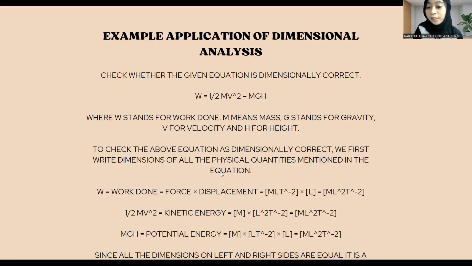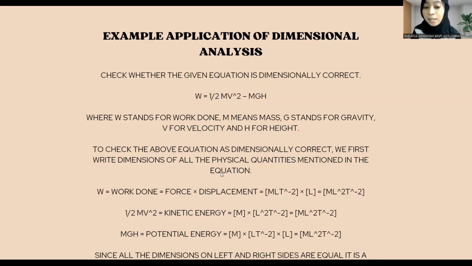So, the dimension for force is MLT to the power of -2, times the dimension of displacement, which is L. So, we got ML to the power of 2 T to the power of -2. Next, we move on to the kinetic energy. The formula of kinetic energy is 1 over 2 mv to the power of 2. So we substitute all the values and we got the same answer as work, which is ML to the power of 2 times T to the power of -2.